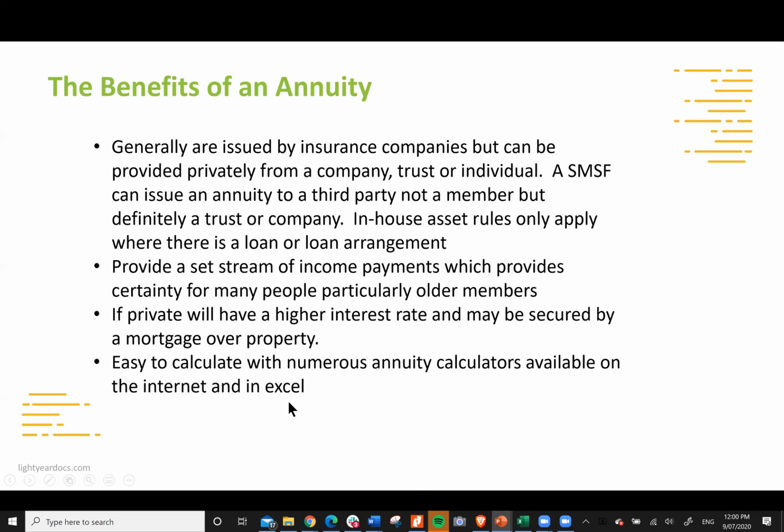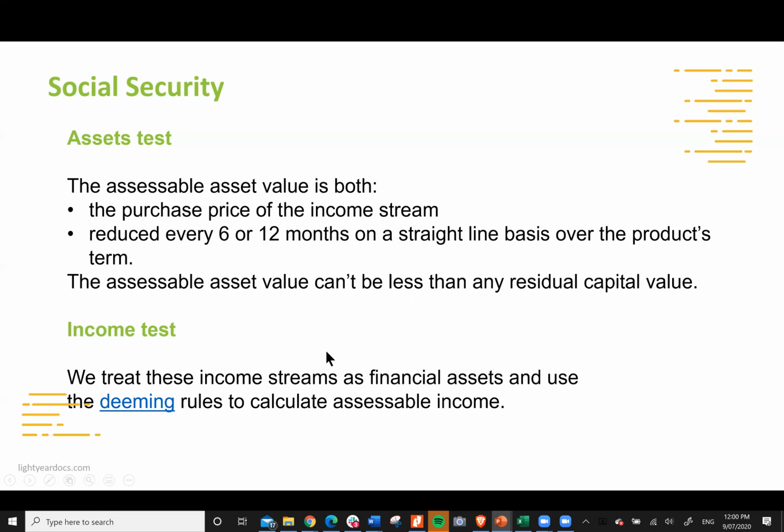In fact, you can find plenty of these in Excel, and I'll show you. There's a couple there for you to use. From a Social Security perspective, I got this straight off the Centrelink site. This is for a term certain annuity as opposed to a life annuity. I wouldn't recommend a lifetime annuity. It just doesn't make sense, because it's too risky unless the person dies before your life expectancy.